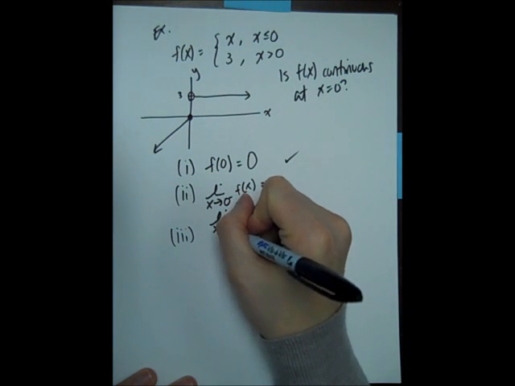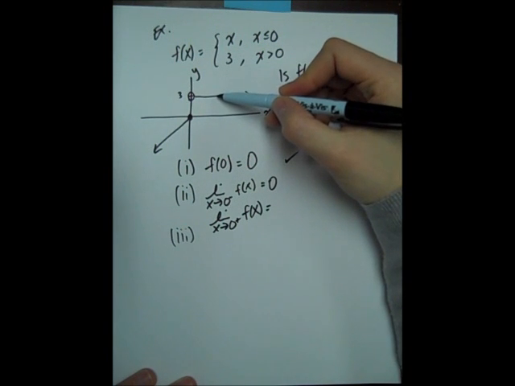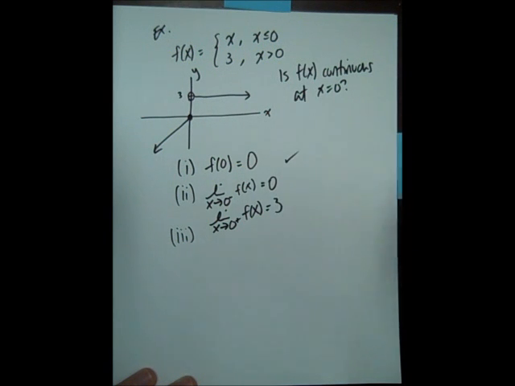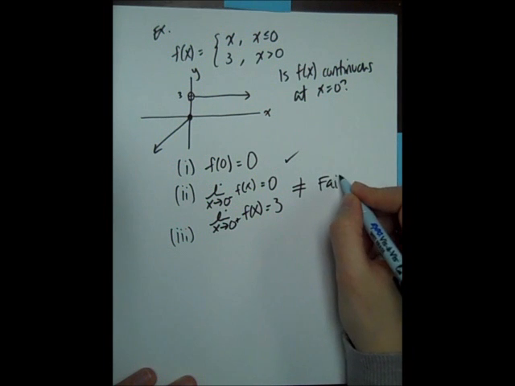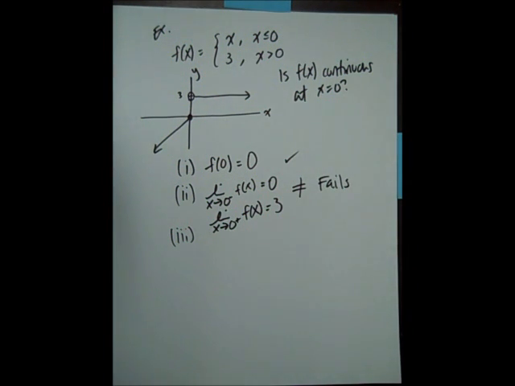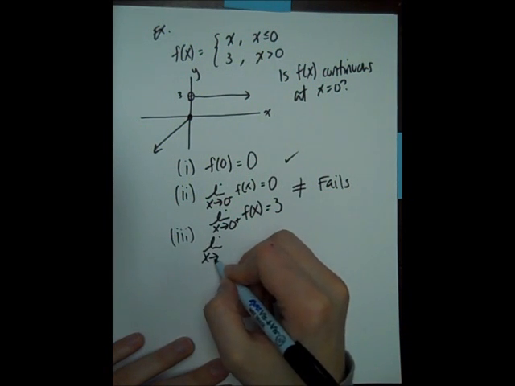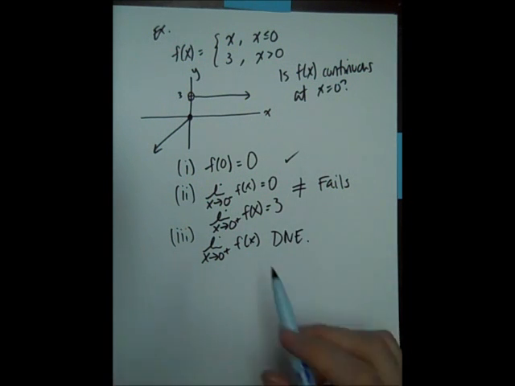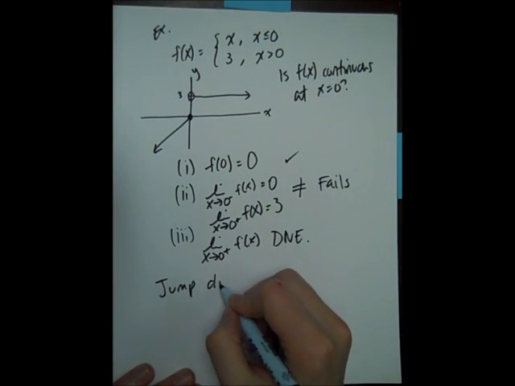Now let's look at the right-handed limit. As I approach 0 from the right, what are my y values doing? They're getting closer and closer to 3. These two are not equal, so number 2 fails. So we would say that the limit does not exist, and that also makes number 3 fail. So the limit, as x approaches 0 of f of x, does not exist, so it definitely does not equal 0. So this example is called a jump continuity. Sorry, jump discontinuity.